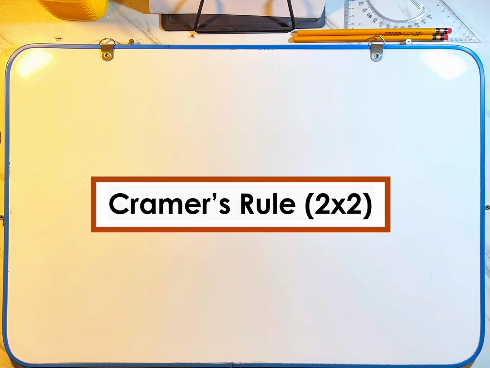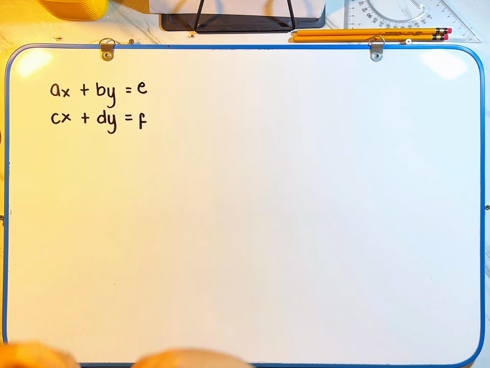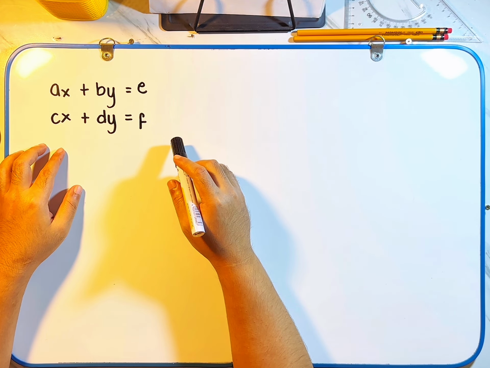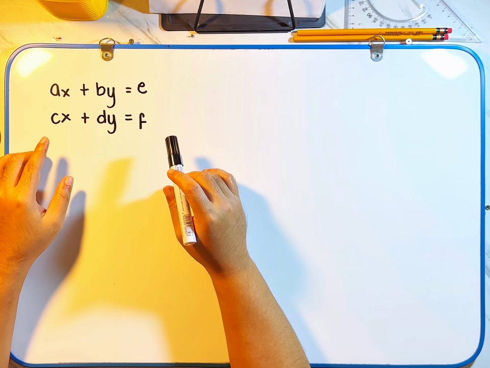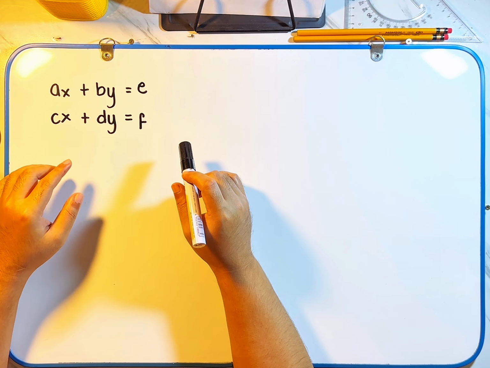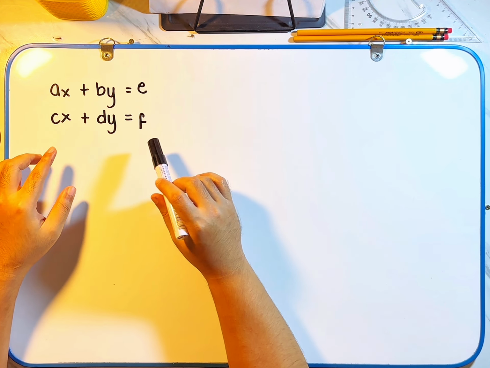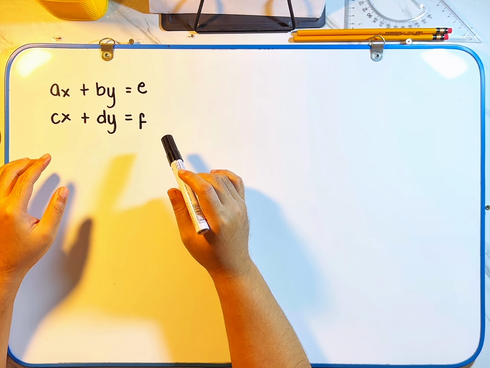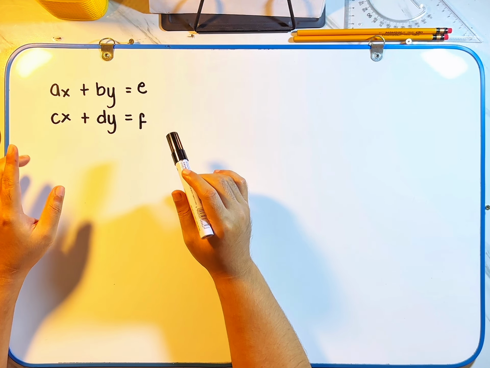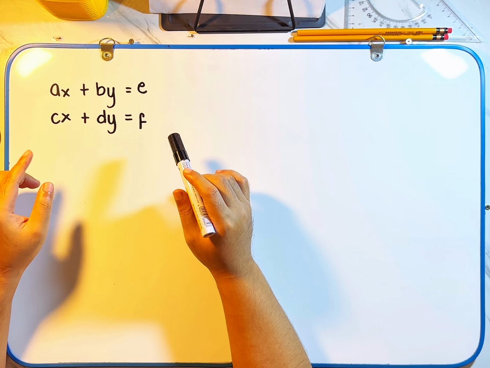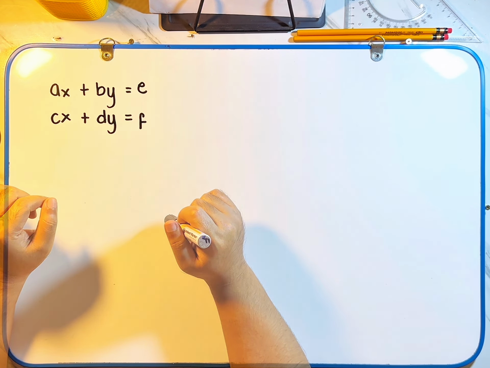Hello, in this video let us discuss Cramer's rule on a 2x2 matrix. Suppose we have these two equations in two variables and both of them are in standard form. From the previous videos, we have discussed how to solve them using either substitution or elimination method. But we can also use Cramer's rule or the matrix method to solve them.